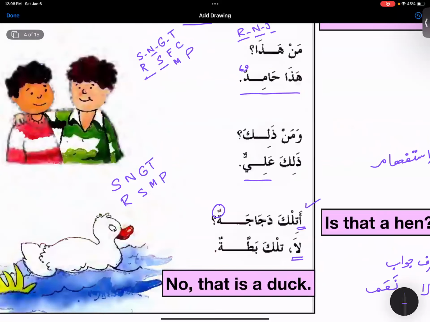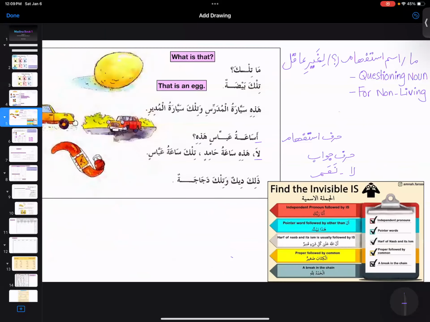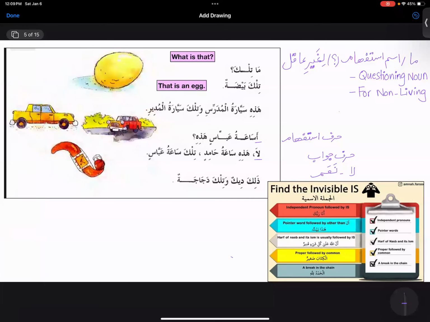Now la, no. What is the answer? No, that is a duck. Tilka battatun. So battatun is a duck. Okay, good. Alhamdulillah. Now next one.